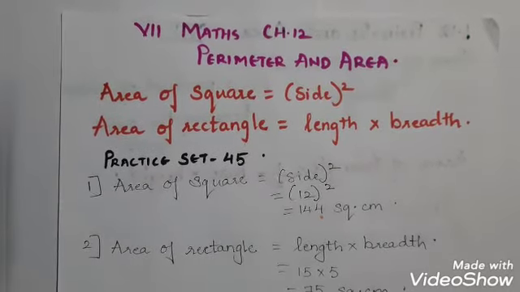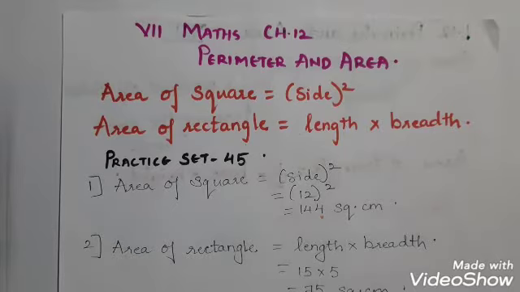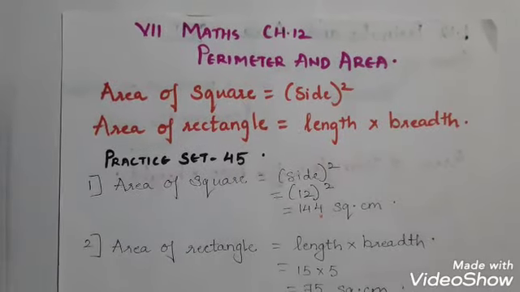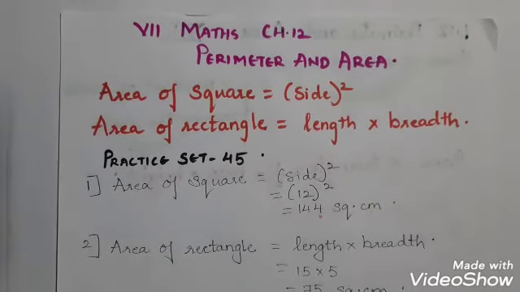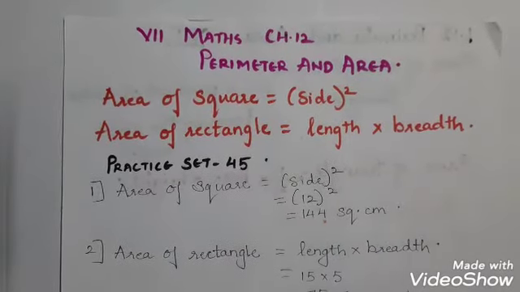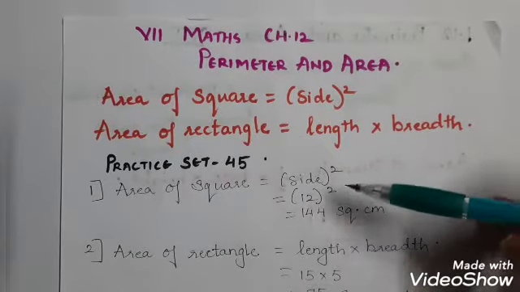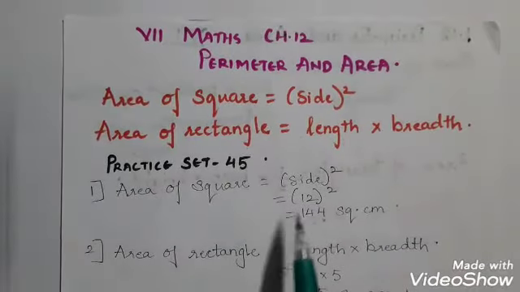First question. If a side of a square is 12 centimeter, then find its area. Now here the side of a square is given. So we have to find the area of a square. We know the formula, area of a square is equals to side square. Okay. So what is the side given to us? 12. So 12 square. So square of 12 is 144. So you get the answer area.